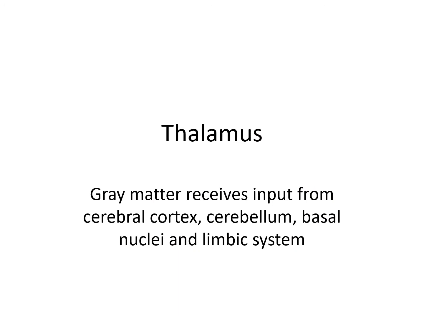Okay, one part of the diencephalon is the thalamus. Okay, and gray matter. The thalamus receives input from nearly all parts of the brain, such as the cerebral cortex, the cerebellum, the basal nuclei, and the limbic system. You might think of the thalamus sort of like the grand central station of the brain, because almost all information goes to the thalamus and then gets rerouted to other parts of the brain.